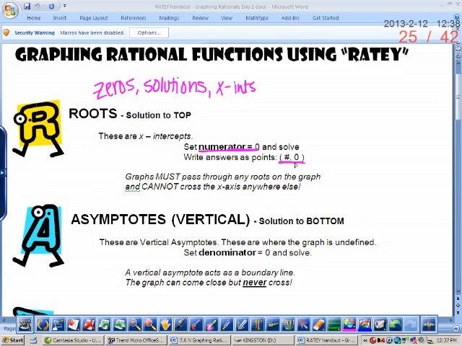Okay? Your graph must pass through the roots, but they cannot pass the x-axis anywhere else besides your roots. You cannot just have your graph cross the x-axis because it looks right. You're only allowed to cross when there's a root. Okay, so in general, if I were to give you x minus 2 over something, it doesn't really matter, where would the root be of this graph? At 2. So at 2, your graph, your curve must pass through the x-axis.